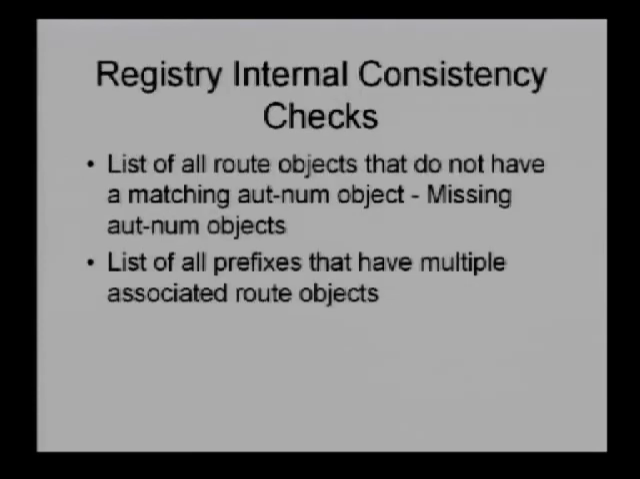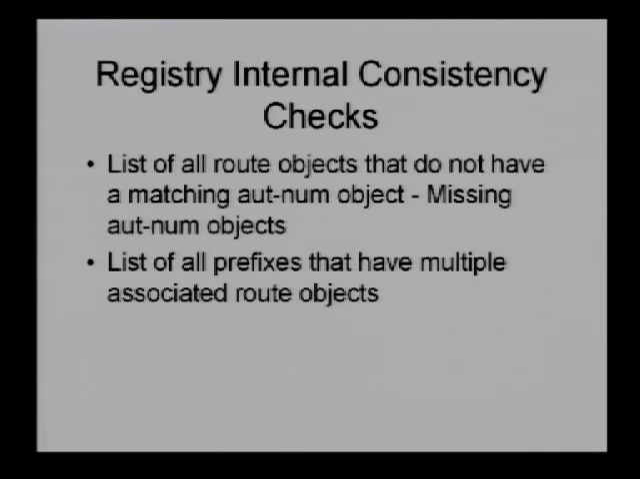So what are some of the internal consistency checks that we perform? Here are two examples of what we've implemented so far. We do consistency checks, where we generate lists of all route objects that do not have a matching aut-num object. And then we'll make a recommendation in a drop-down list saying, hey, you don't have a corresponding object which we think you should have, and would you like to add it now?